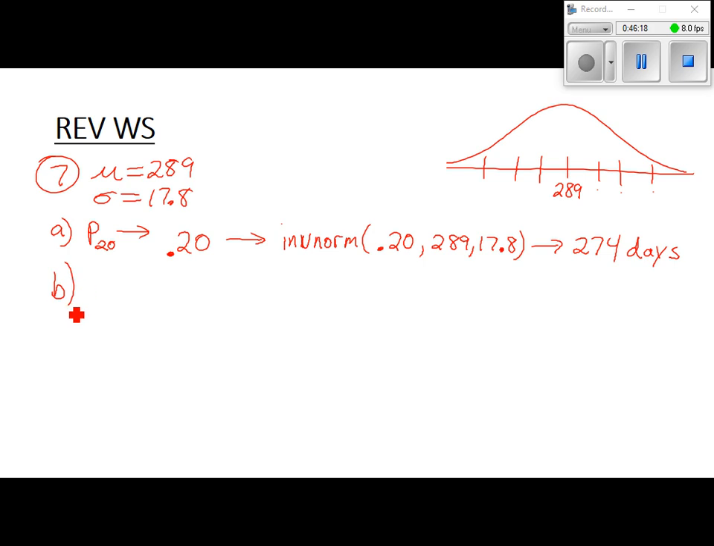Part B, what waiting time represents the second quartile? So second quartile. Anybody remember anything about the second quartile? It's the mean. So what number represents that? 289. 289 days. We could have used the inverse norm again and known that the area is 50%, or we could have just realized that it came out that way.